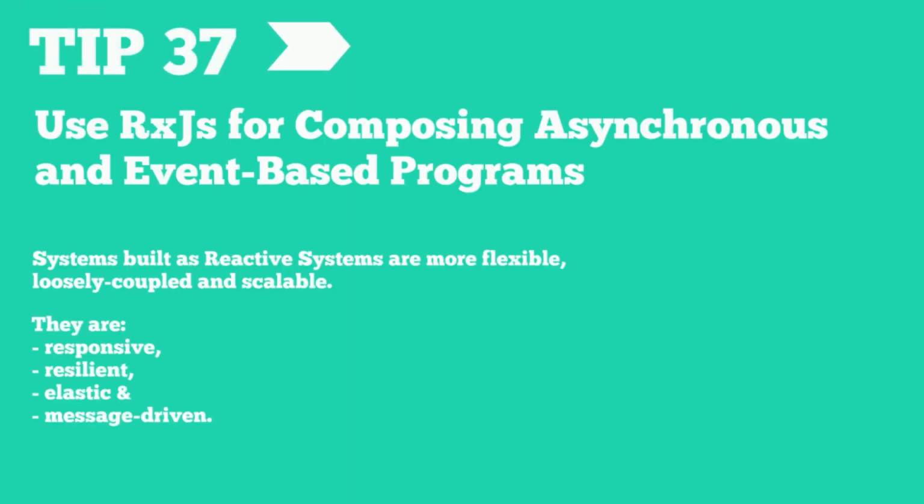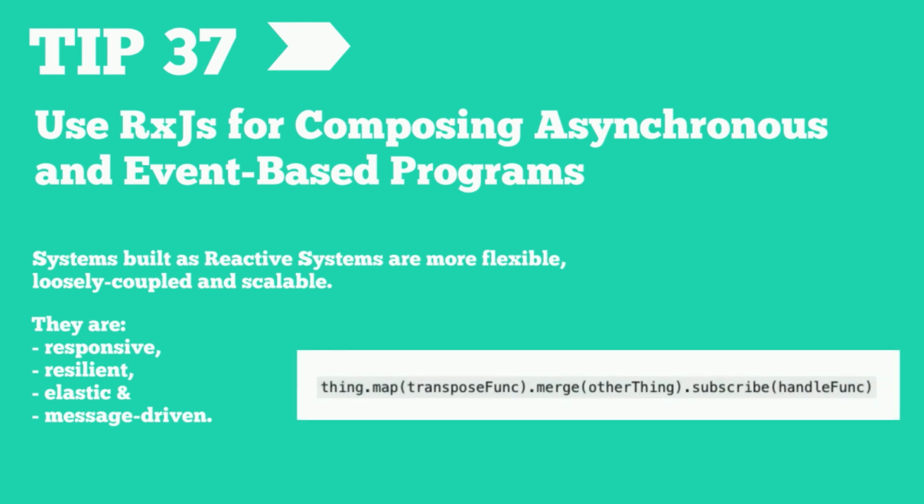37. Use RxJS for composing asynchronous and event-based programs. RxJS is a library for composing asynchronous and event-based programs by using observable sequences. This is called reactive programming. It is programming with asynchronous data streams. Systems built as reactive systems are more flexible, loosely coupled, and scalable. They are responsive, resilient, elastic, and message-driven.